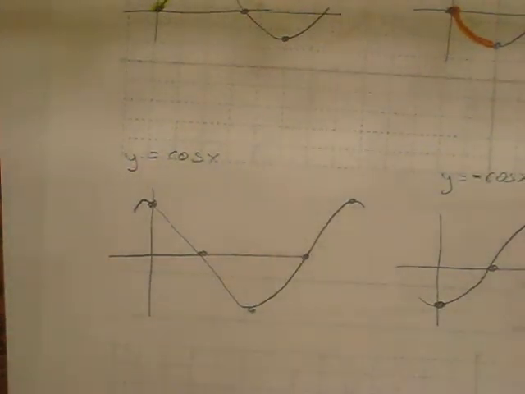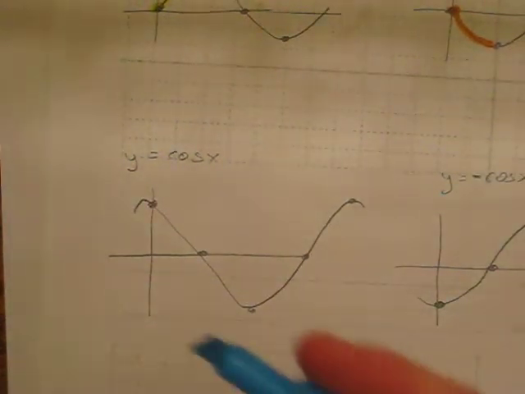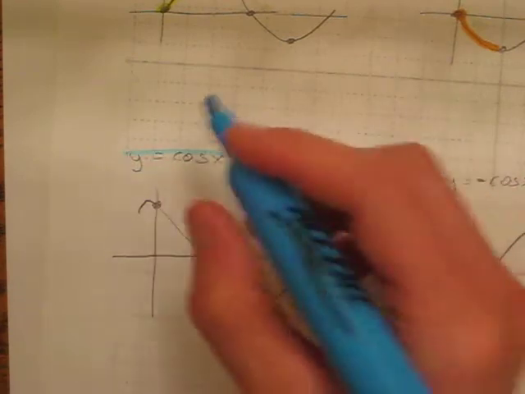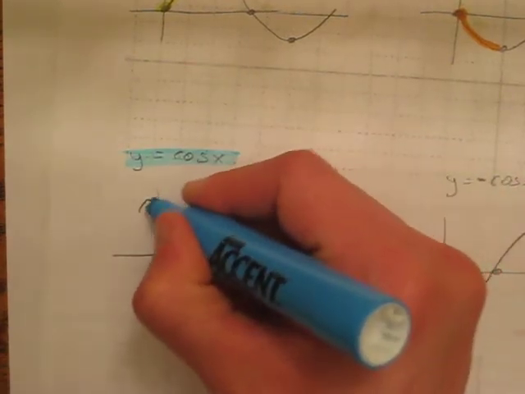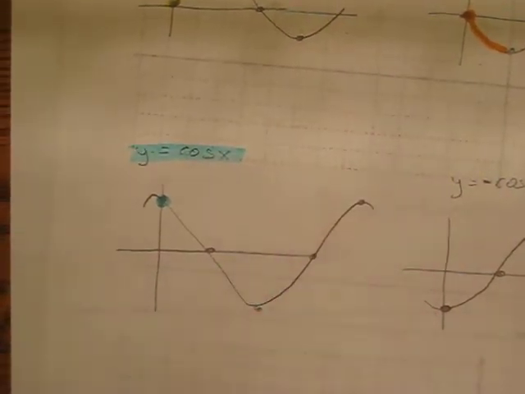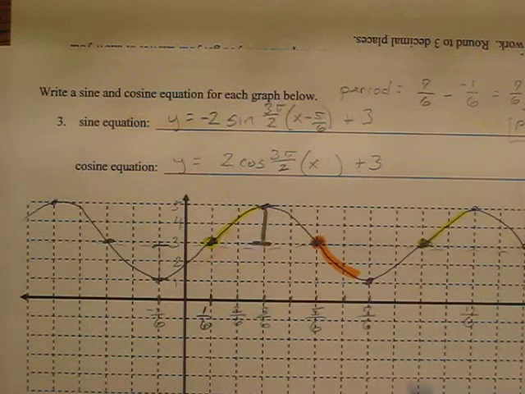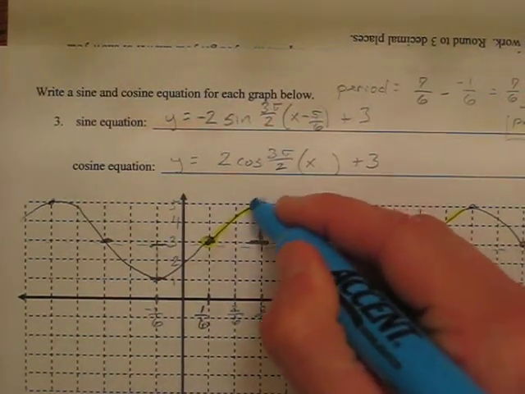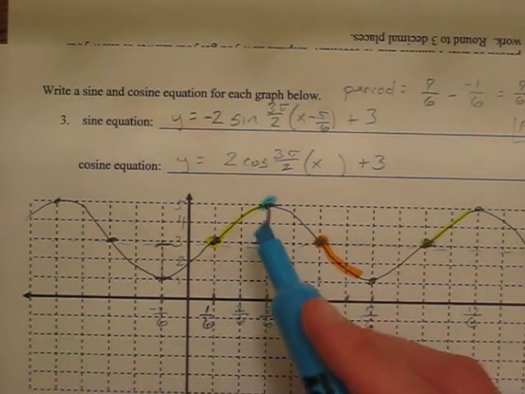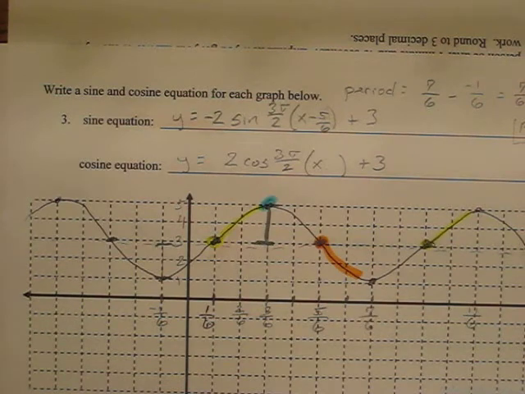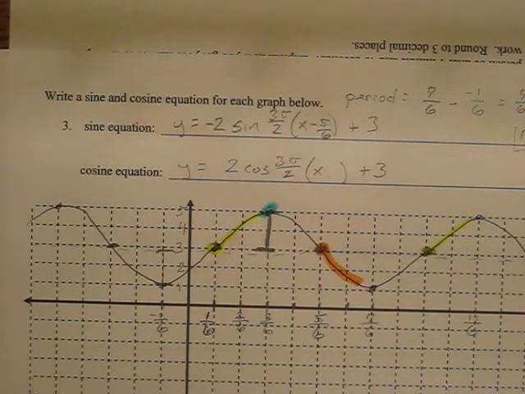Okay, to review graphing cosine, the graph of positive cosine, if you remember, starts at a maximum. And so when we are writing a cosine equation, we're going to pick points that are maximums. So I'm going to pick this point. It is a maximum, so it's a positive cosine graph. It's a positive cosine point.